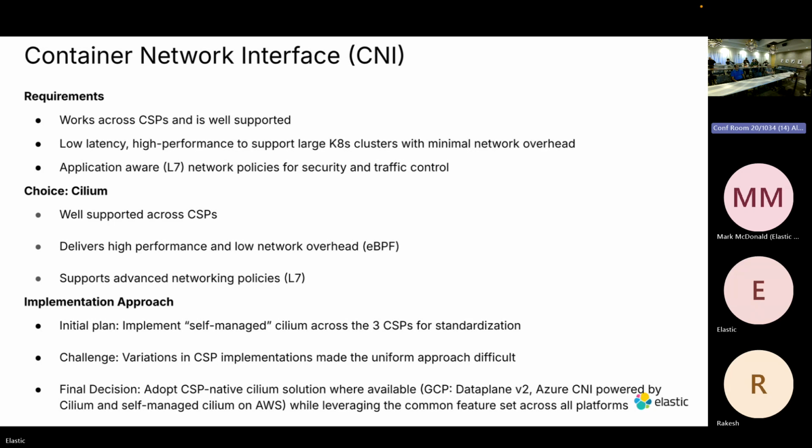And then how we ended up was we would look at which CSPs provide us a native Cilium. So GCP and Azure have a native Cilium product, but AWS does not. So we ended up using the managed product on GCP and Azure and self-managed Cilium on AWS, right? But the catch is now you have different CNI configurations, different sets of functionalities that each of the cloud providers provide. So we ended up leveraging the common set of features so that we cover our bases, but at the same time, we know that we are not utilizing the managed Cilium at the right scale because we could do a lot more.